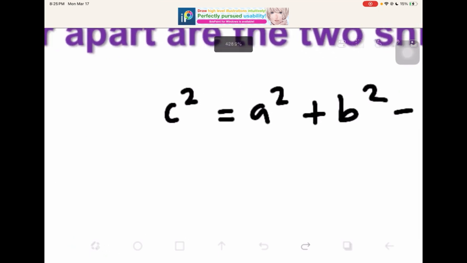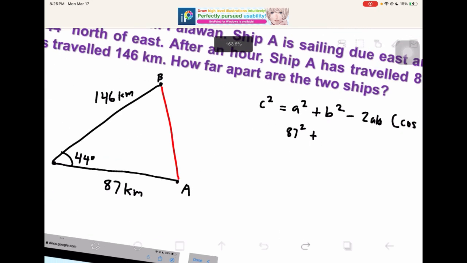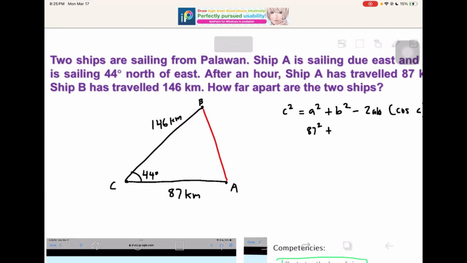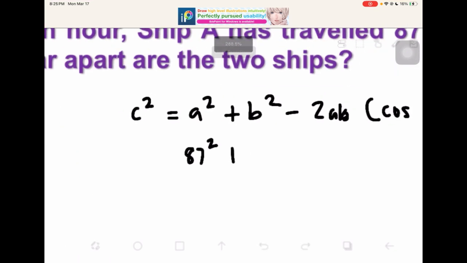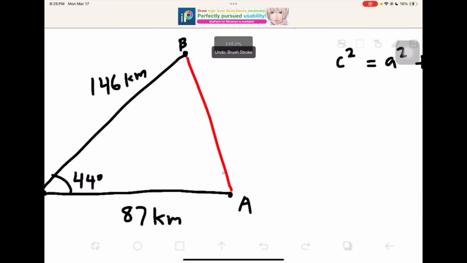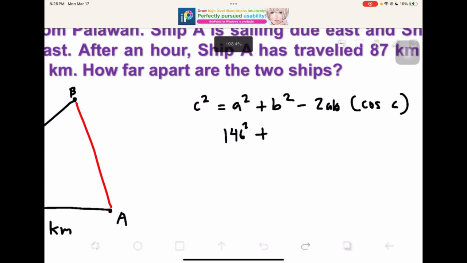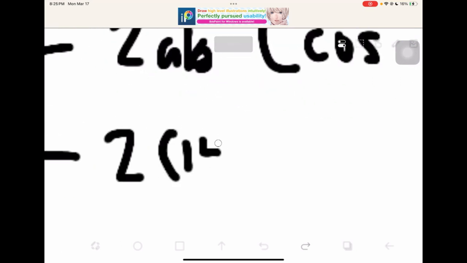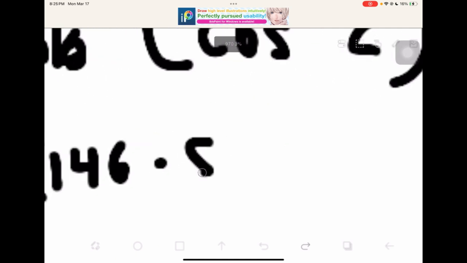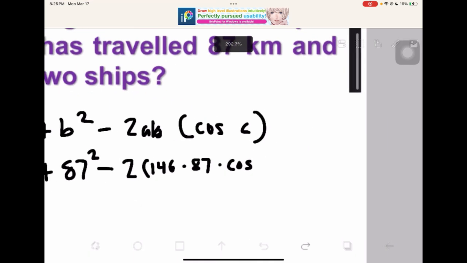We don't know c squared, but we do know that a squared is, no, sorry. A squared is technically this one, so it's 146 squared plus b squared, so that's 87 squared, minus 2 times 146 times 87 times cosine of the angle we're given, 44.